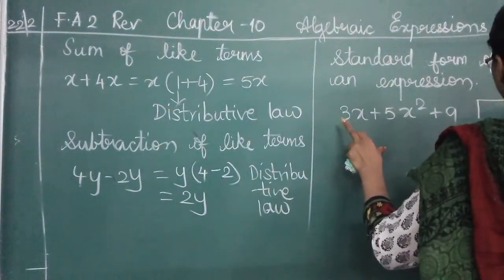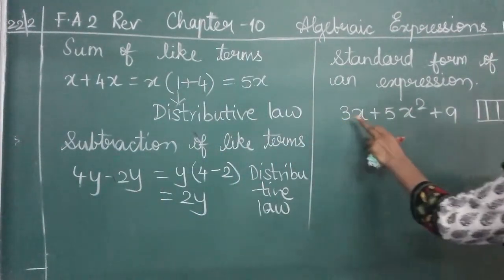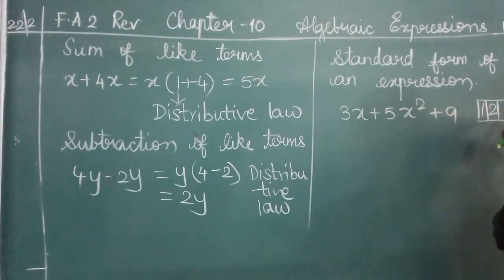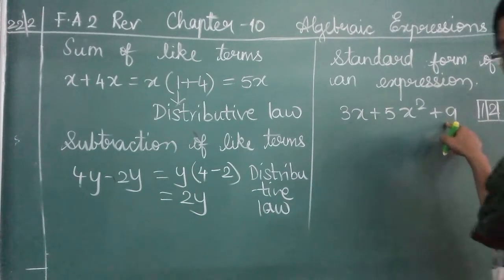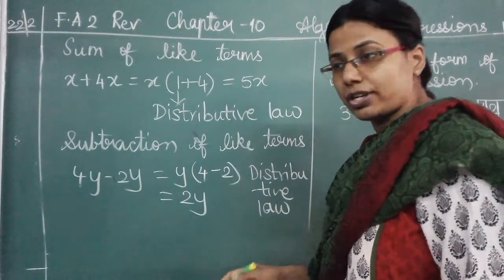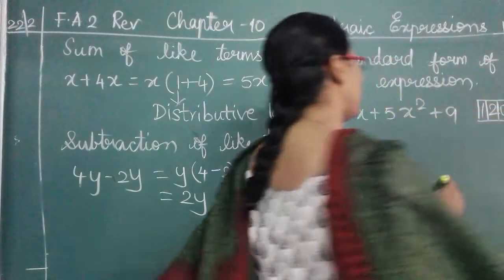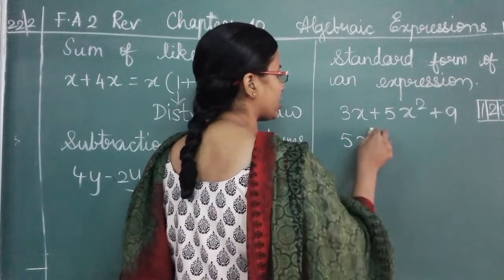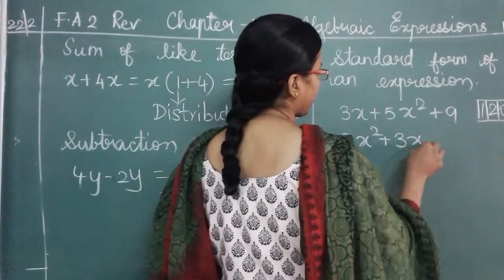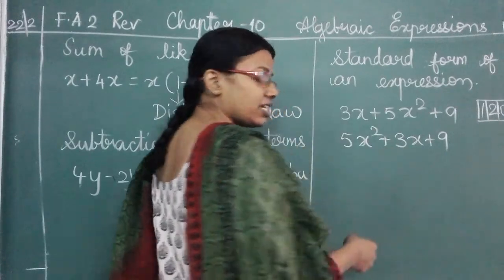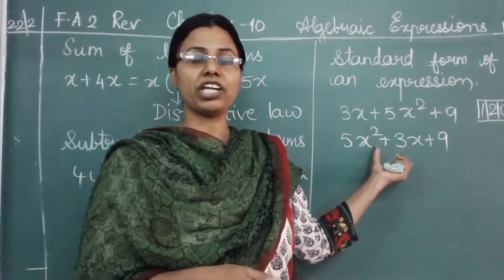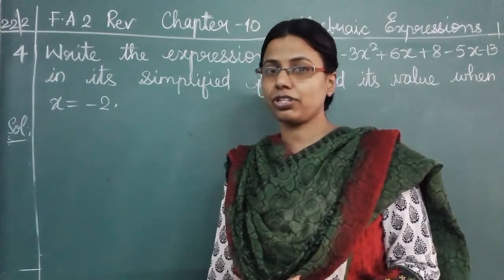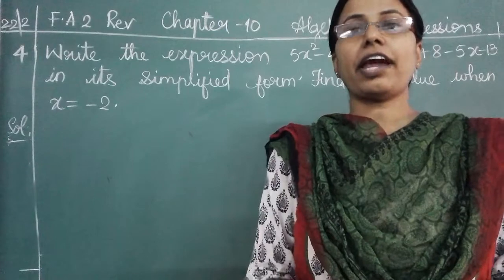Here 3 terms are there, x to the power 1 and x square. So the degree is 2, and 9 is a constant and the degree for a constant is 0. So now according to this we have to rearrange. So this becomes 5x square plus 3x plus 9. This is the standard form of the algebraic expression. Understood this? First problem we did addition, then subtraction, and then third one the standard form we have written.